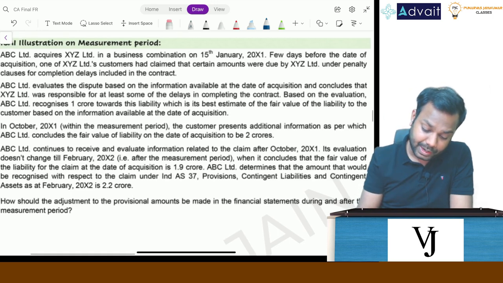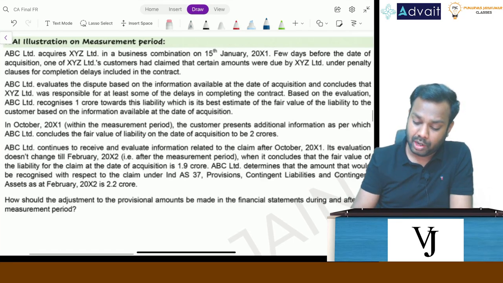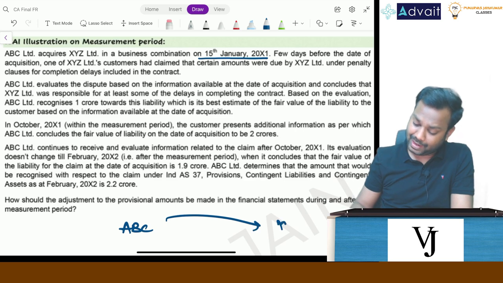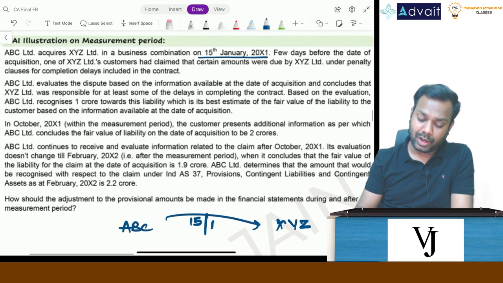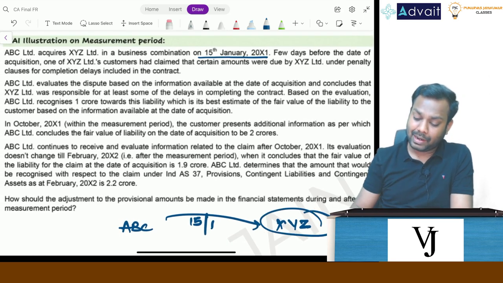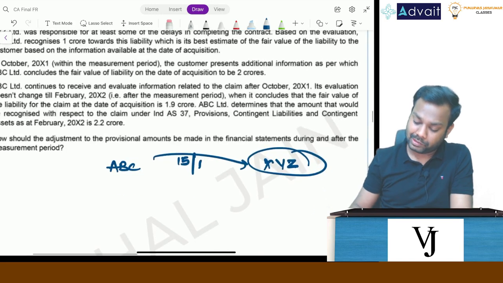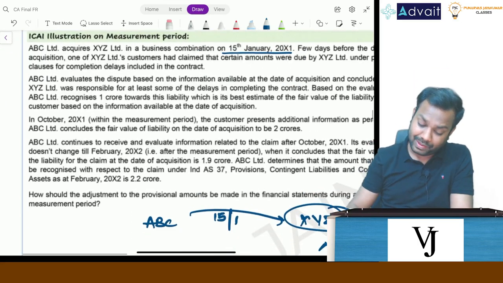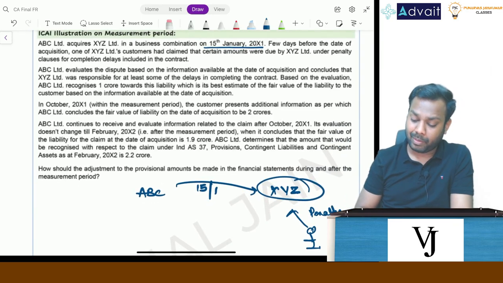It says ABC Limited acquires XYZ Limited in a business combination on 15th January 2021. Few days before the date of acquisition, one of the XYZ customers had claimed that certain amounts were due by XYZ under penalty clauses for completion delays in the contract. Means a customer of XYZ claimed a penalty for delay done by XYZ. Now ABC evaluates the dispute based on the information available at the date of acquisition and concludes that XYZ is responsible for at least some of the delays in completing the contract.